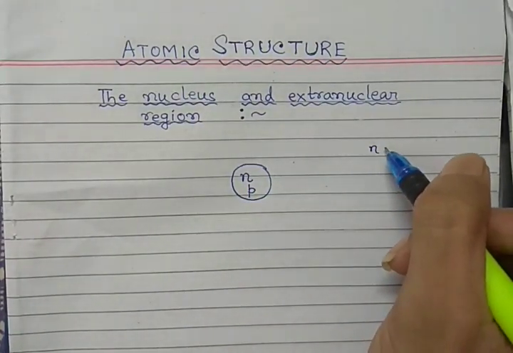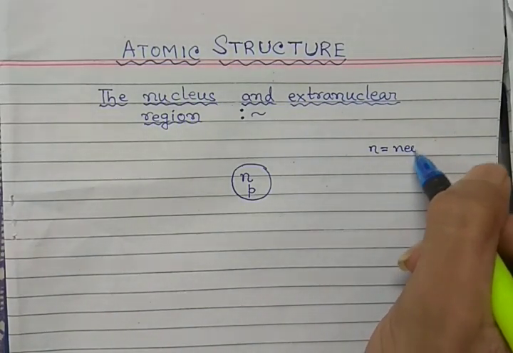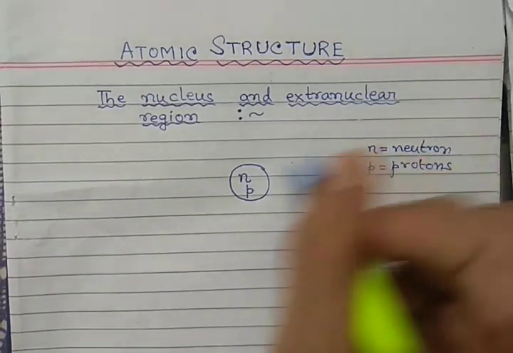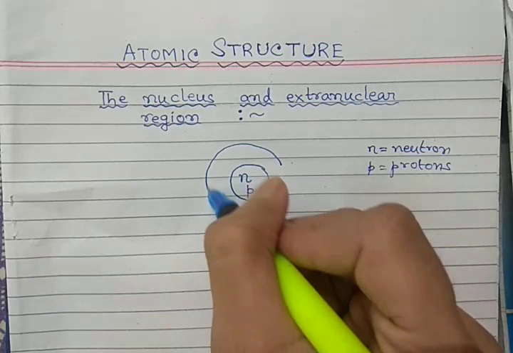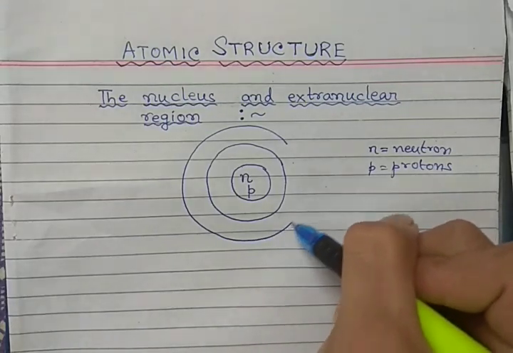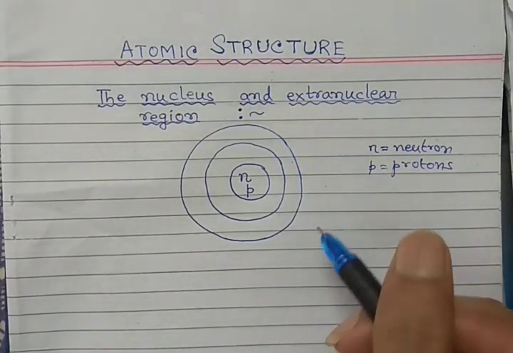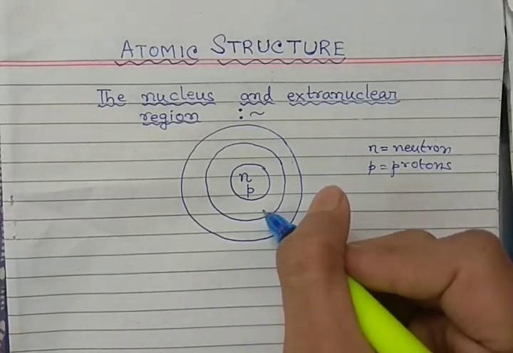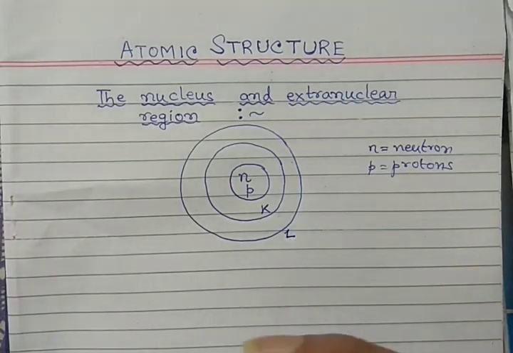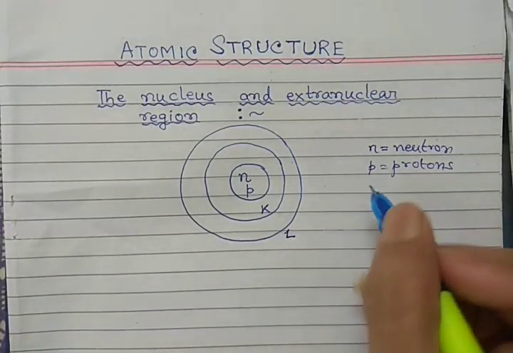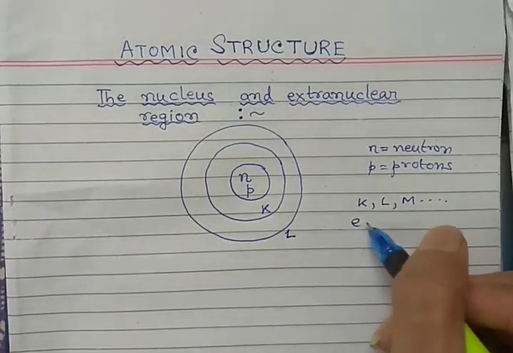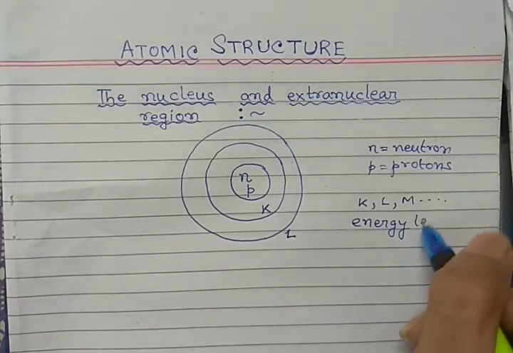Okay, I am writing the short forms. This is neutron and P represents protons, okay? And surrounding the nucleus there are shells, which are known as orbits or energy levels. The shell nearest to the nucleus was named as the K shell, and as we went further away from the nucleus it became K, L, M, N and so on, okay? So K, L, M, these are the energy levels.